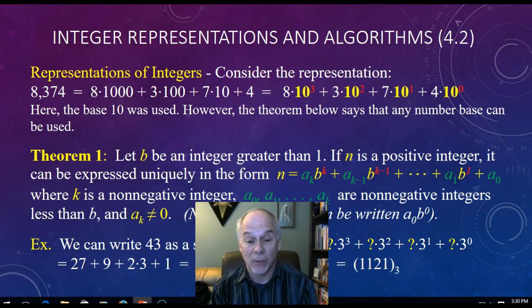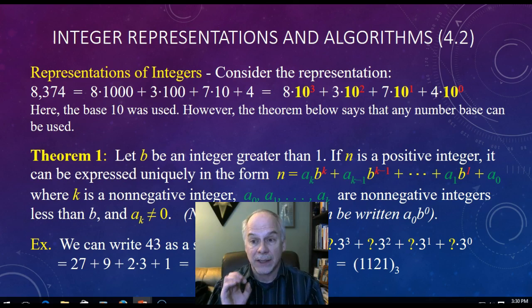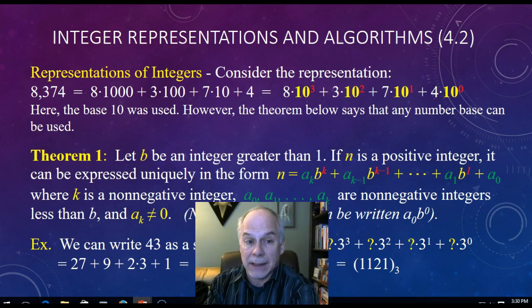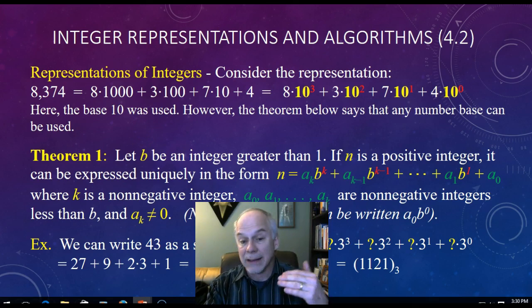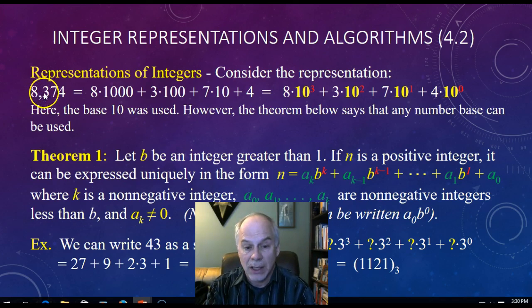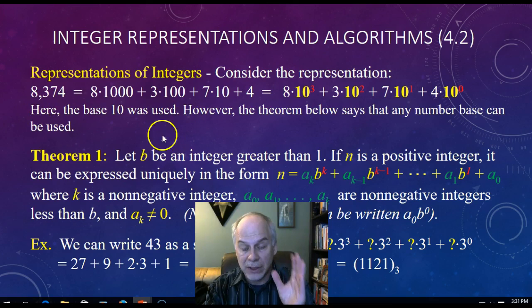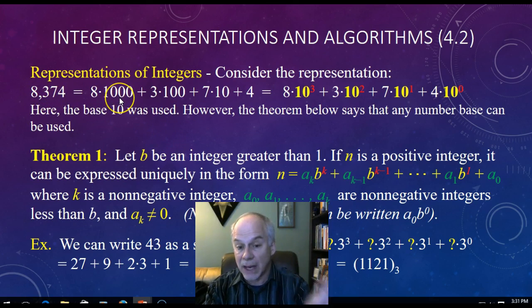All right, hello. We're now looking at section 4.2 of Rosen's text, integer representations and algorithms. Now, I'm going to look at one of the most basic examples of an integer representation, which you're all familiar with, the decimal representation of the number 8,374. All right, so consider the representation 8,374.